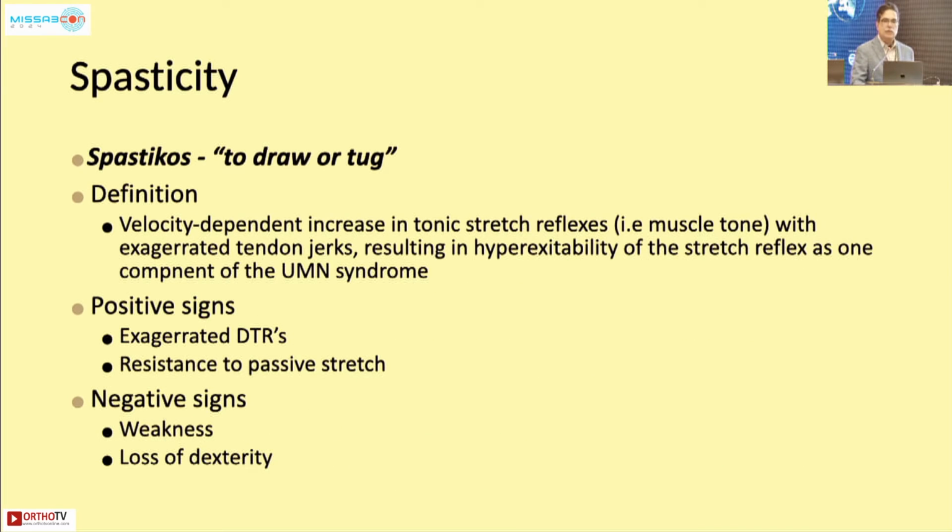We've already heard what is spasticity. It is a word derived from Greek, from spastikos, which means to draw or to tug. It's a velocity-dependent increase in the tonic stretch reflexes. It has positive and negative signs, which we typically examine as increased deep tendon reflexes, resistance to passive stretch, and weakness and loss of dexterity.